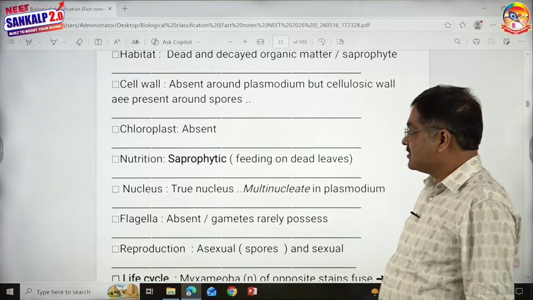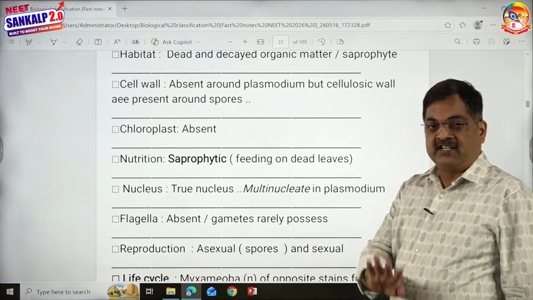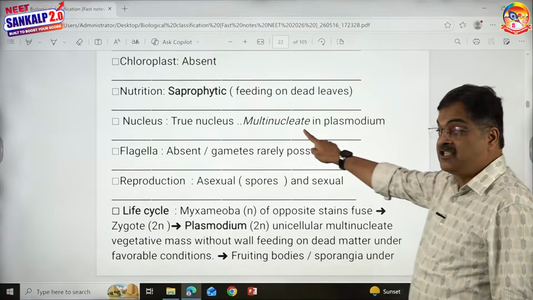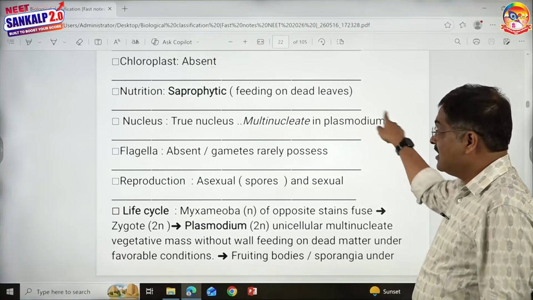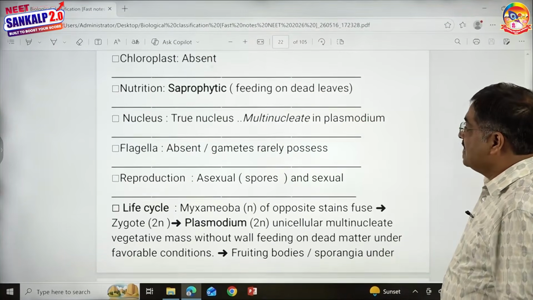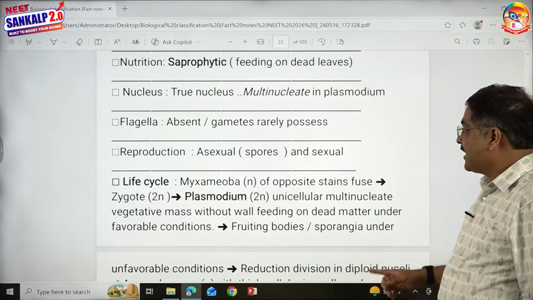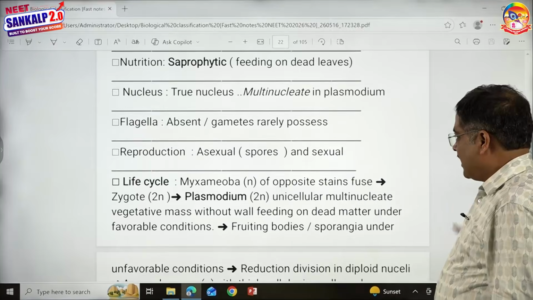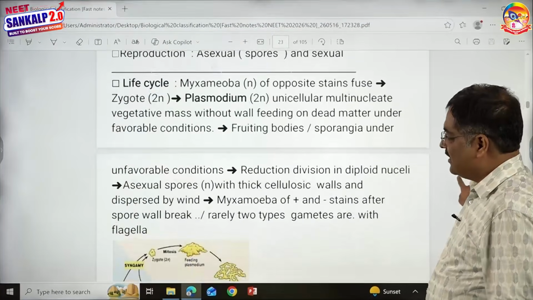Chloroplasts are absent. Nutrition, saprophytic. Nucleus, true nucleus; multinucleate condition, this point is important, is seen in the plasmodium. Flagella is absent. Reproduction may be asexual or even sexual. Now, I'll talk about the life cycle here.